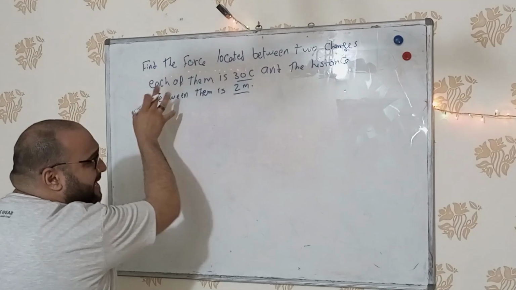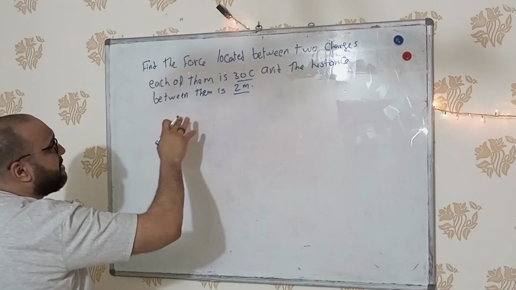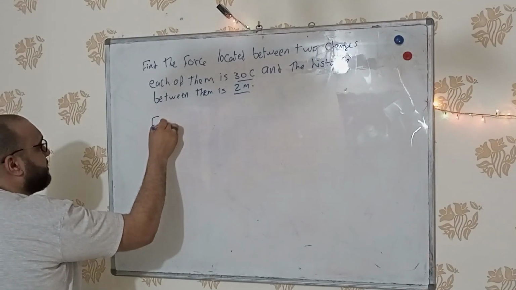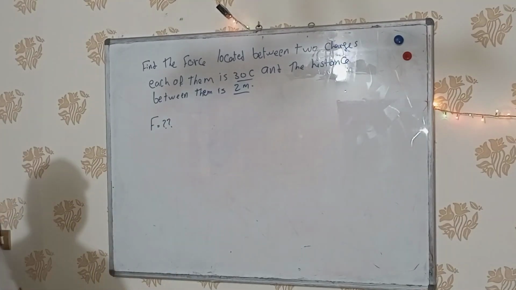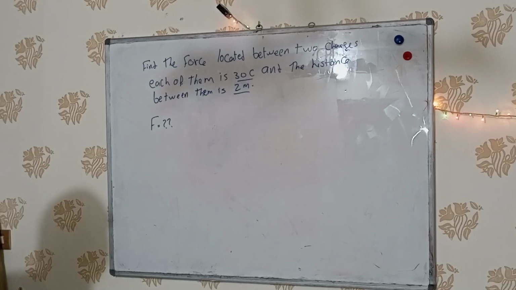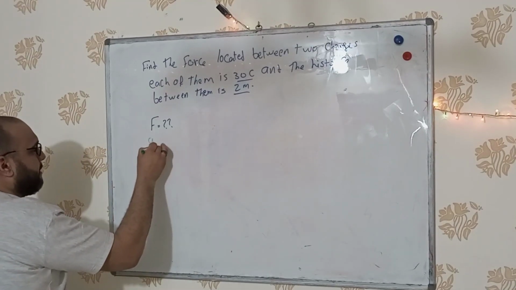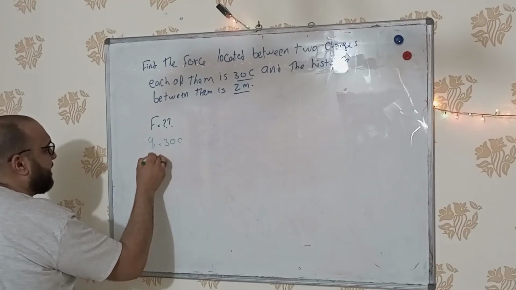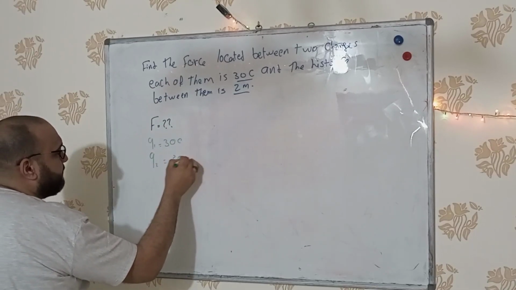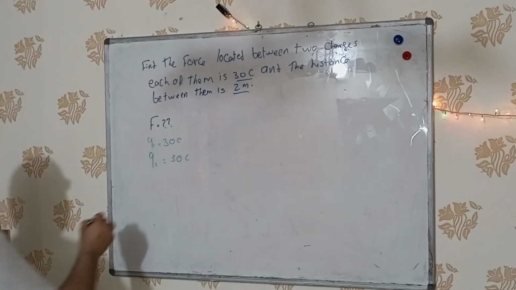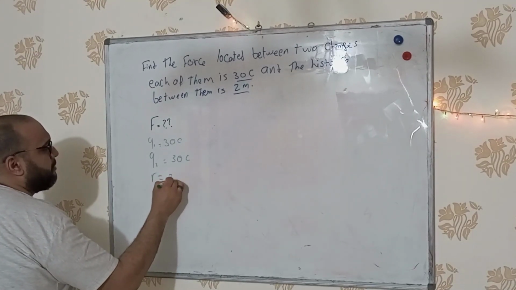First of all, we have to find the givens. Find the force. I need the force located between two charges. Each of them is 30 Coulomb: the first one is 30 Coulomb, and the second one is also 30 Coulomb. And the distance between them is equal to 2 meters.